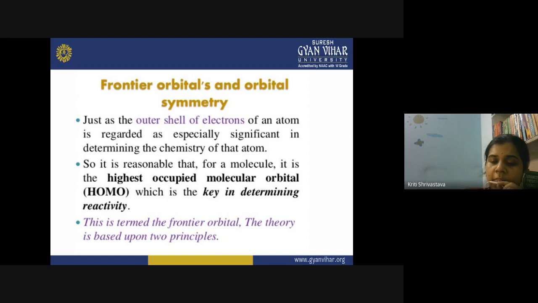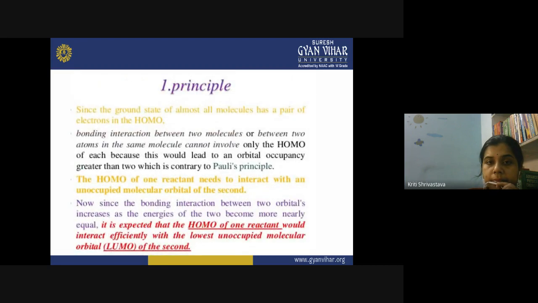So, this approach is called the Frontier Molecular Orbital Approach, the FMO approach. This approach addresses the mechanism of pericyclic reactions: why they have a concerted mechanism, why they are so quick, and why they are affected by heat and light. All these questions can be answered using the Frontier Molecular Orbital approach. So this theory is based on two principles.